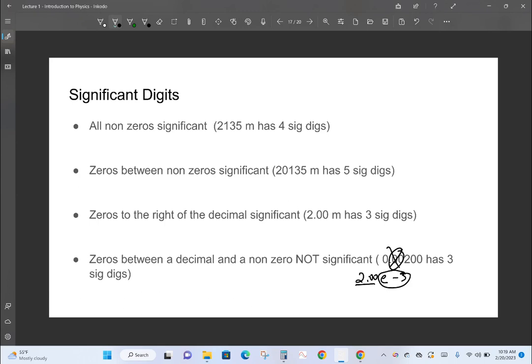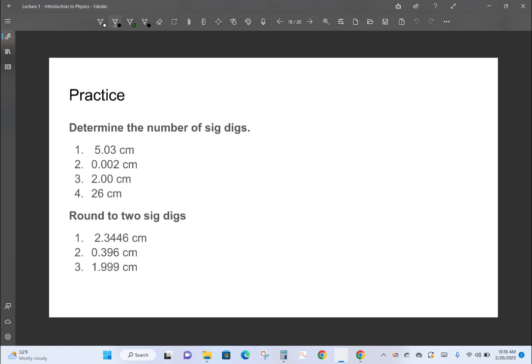So one way to really determine whether those zeros are significant or not is to see if they get turned into an exponent. And if they do, they're not significant. Let's look at some examples here. 5.03. The 5 and the 3 are significant, and the zeros between them. So there's 3 sig digs.